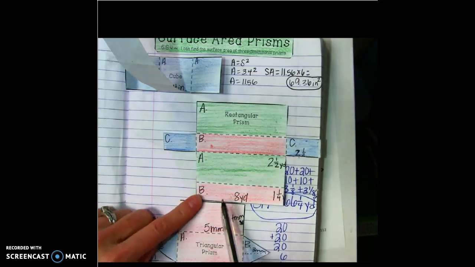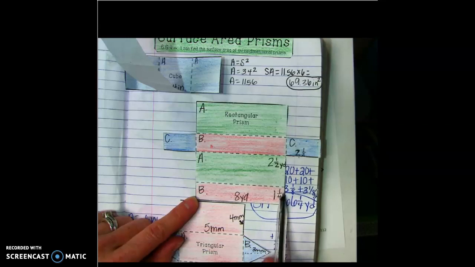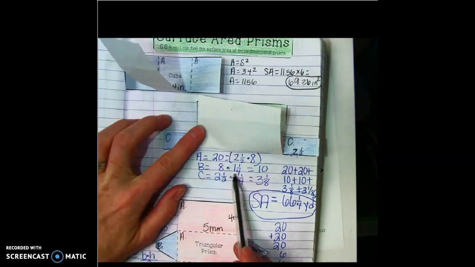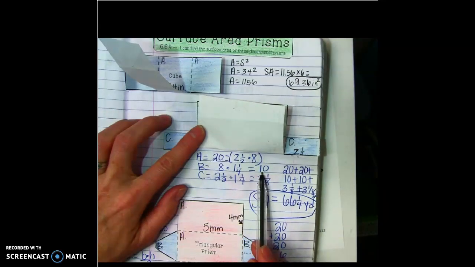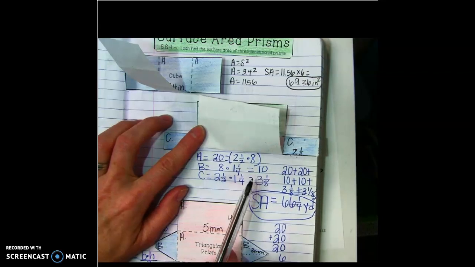Now I'm going to find the area for B. For B, my base is 8. My height, or my length, and my width is 1 1/4. So when I multiply 8 times 1 1/4, I get 10. So my area for B, for 1B, is 10.